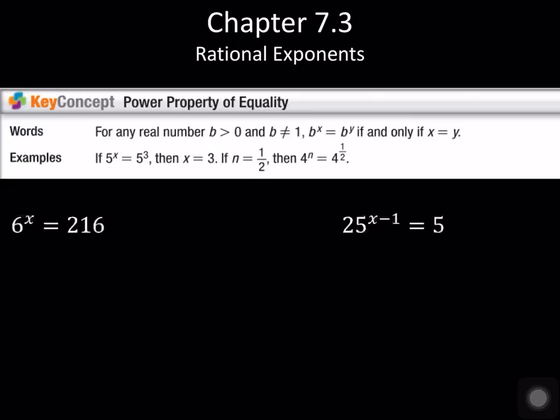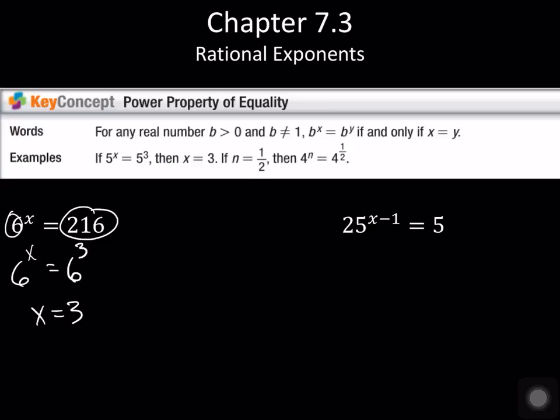So here we go. 6 to the x equals 216. Well, that's only true when the base on both sides of the equal sign is 6. So this is already 6 to the x. How can I rewrite 216 with a base of 6? Well, I happen to know that 6 cubed is 216. And so x equals 3. Now this all started because we got these to be the same base. And so that's the thing that we're going to have to do.